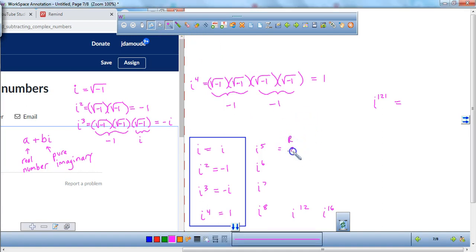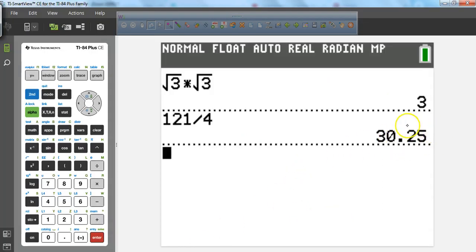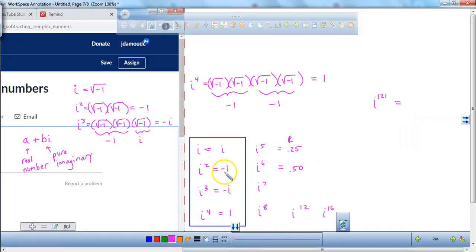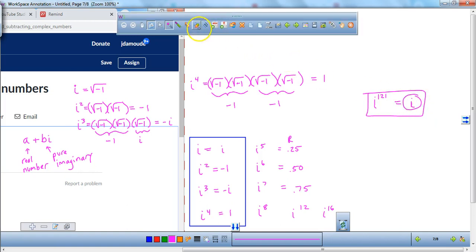When you have a remainder of 0.25, you're going to be left with the value of i. When you have a remainder of 0.50, when I say remainder, I'm talking about the number after the decimal, you're going to be equal to -1. And when you have a remainder of 0.75, it'll be -i. So this particular problem, i to the power of 121, is just equal to the value of i, because it had a remainder of 0.25 and you're left with i.